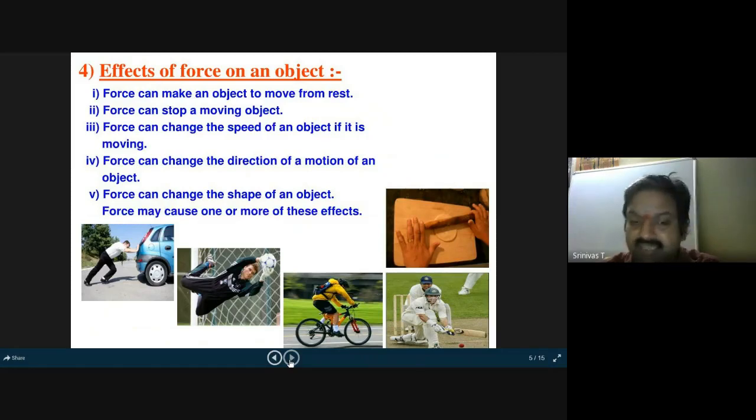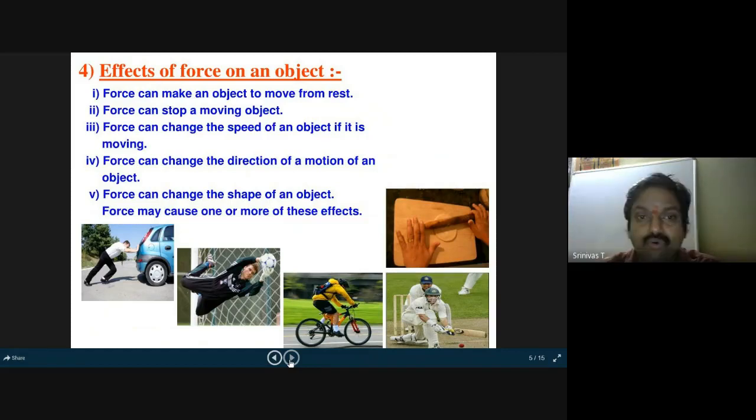Next, force can stop a moving object. That's what you can see in the second picture. The goalkeeper is exerting some force to catch hold of the ball, and he is stopping the ball from going into the net. So here force can stop a moving object. In the first case we have seen force makes an object move from rest, and in the second case we have seen force can stop a moving object.